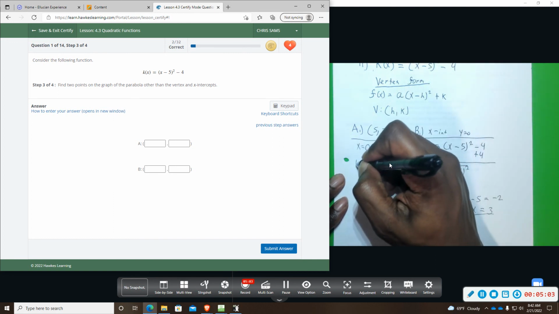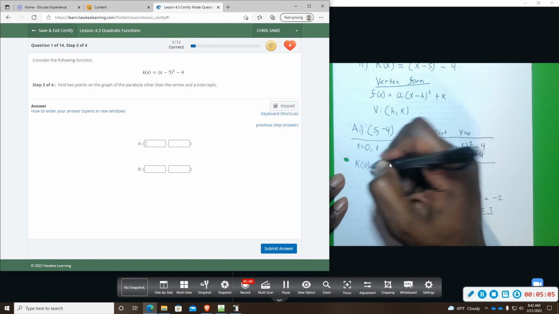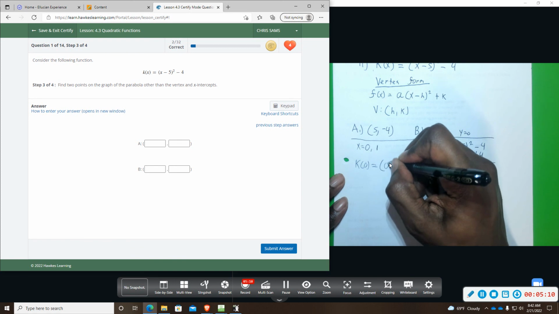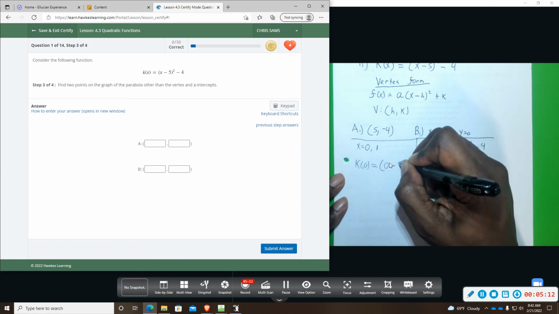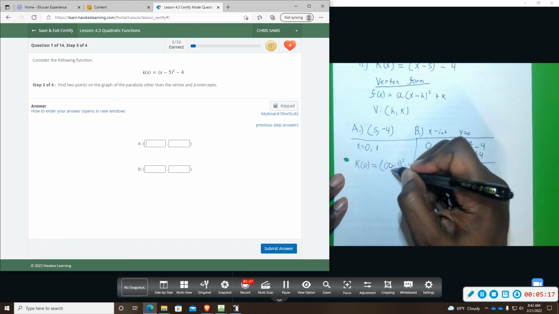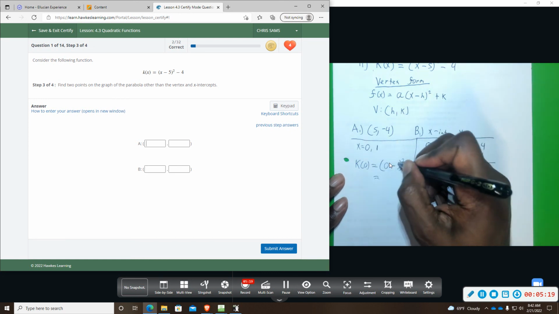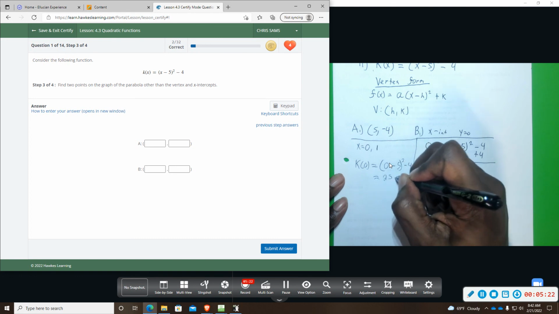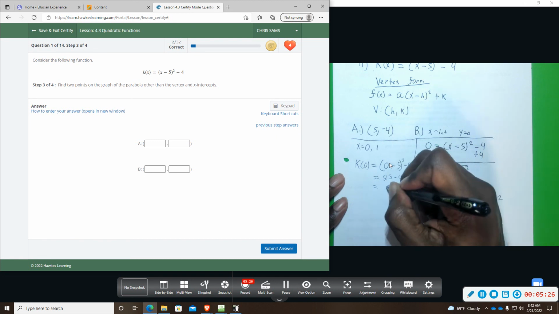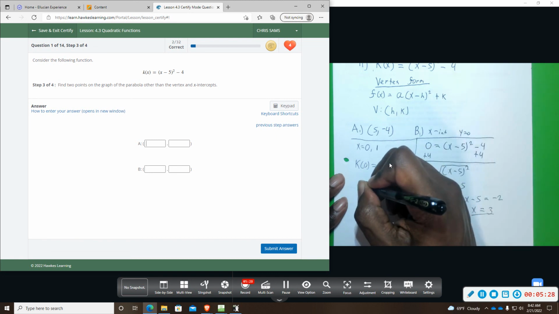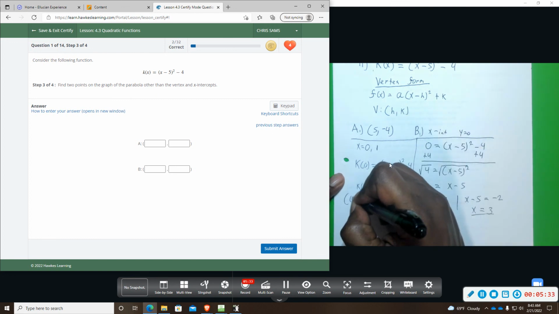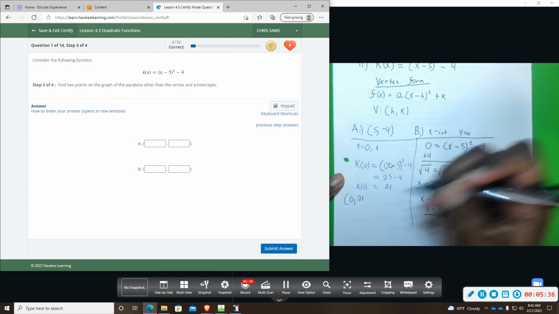So I'm going to say k of 0, which means I'm going to take the equation and plug a 0 in for x. So I'm going to have 0 minus 5, that's going to get squared, and then minus 4. So that's going to be a negative 5 squared, which is going to give us a positive 25 minus 4, and then that is going to give us 21. So when we plug a 0 in for x, we get 21. So the ordered pair is 0, 21.